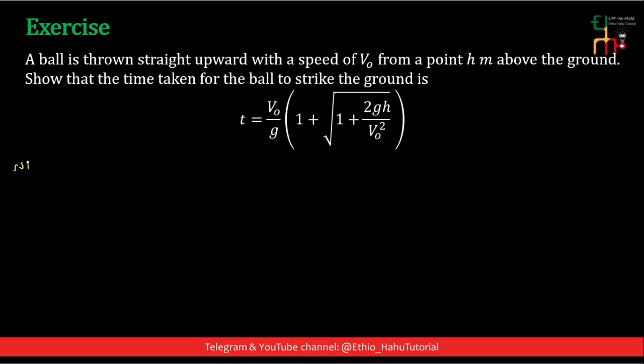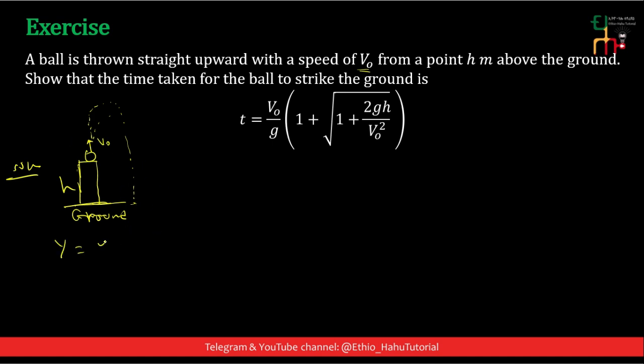Again, to do this, a ball is thrown upward with a speed v0 from a point h meters above the ground. Here is the ground, and the ball is thrown vertically upward from h meters above the ground. Then show that the time taken for the ball to strike the ground is this one, because the ball is thrown vertically upward and returns to the ground.